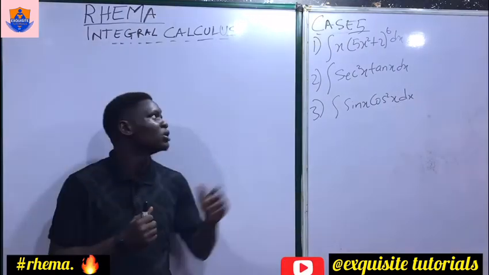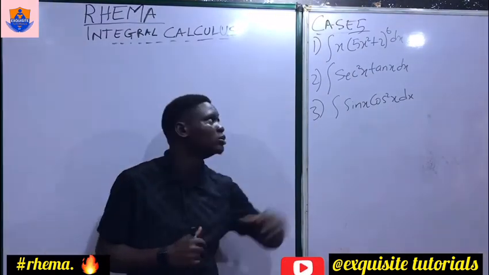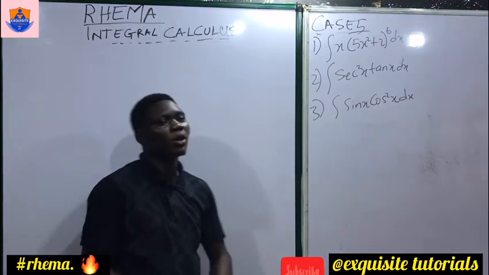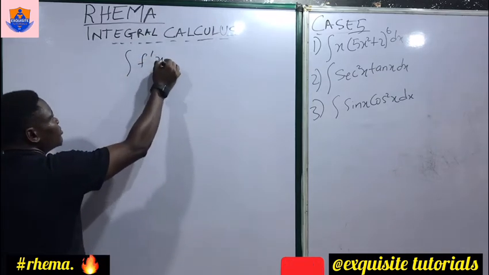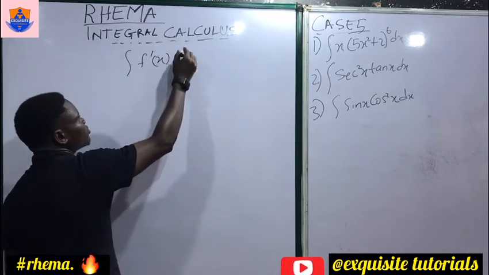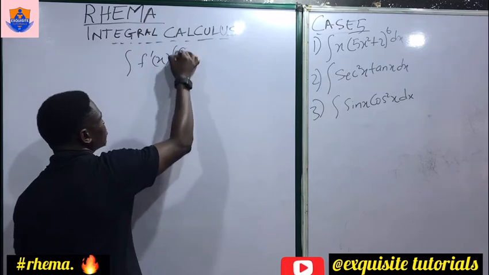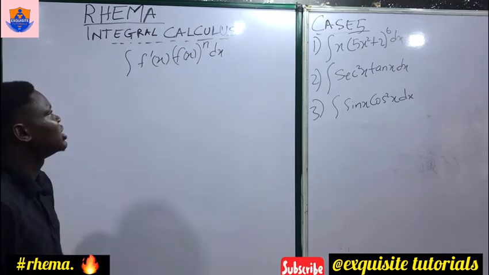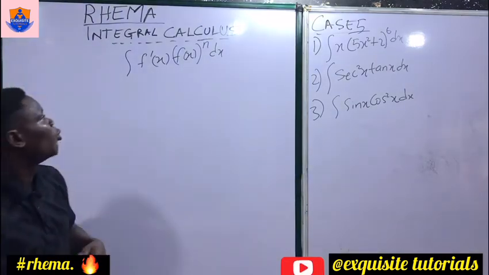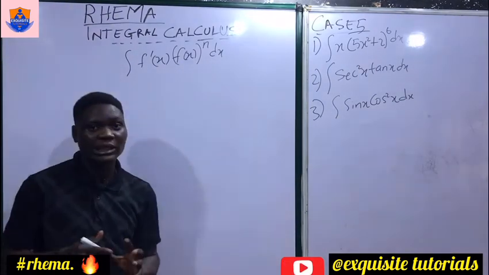Welcome back to case 5. In case 5, we will be solving integral questions of this form. Now, we are not restricting f of x to be linear now. We are not saying f of x must be linear now.